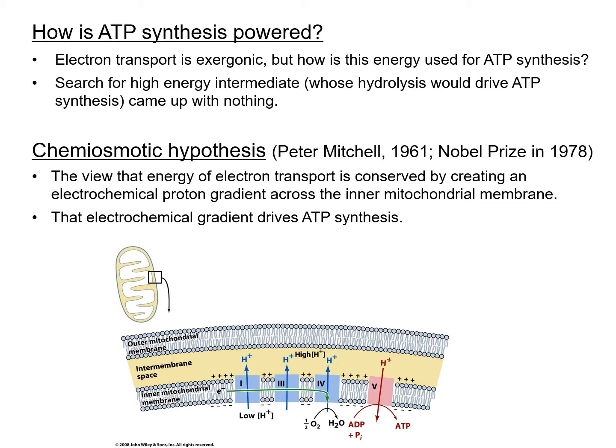To explain how this system makes ATP, Peter Mitchell in 1961 proposed the chemiosmotic hypothesis, and he earned the Nobel Prize in 1978. This chemiosmotic hypothesis basically proposes the view that the energy of electron transport is conserved by creating an electrochemical proton gradient, especially between the matrix and the inner membrane space.